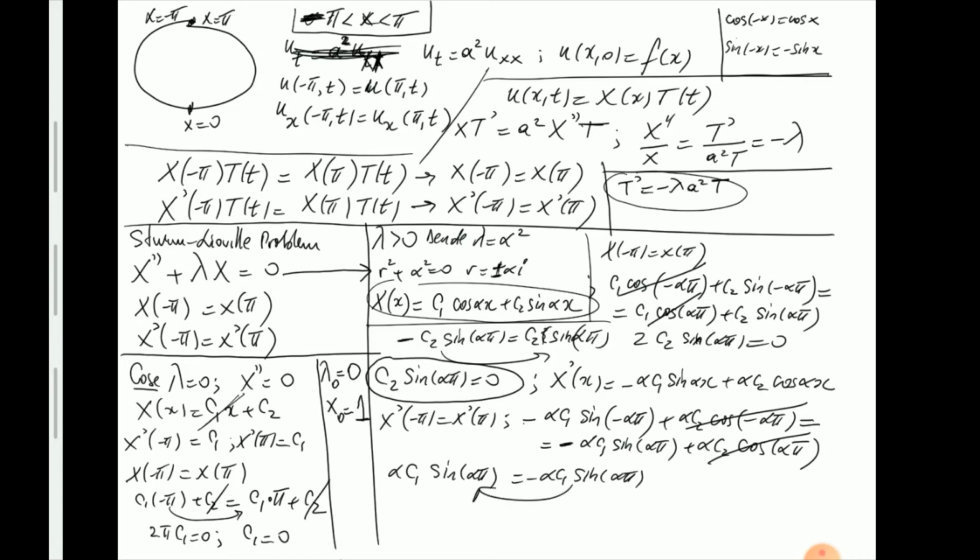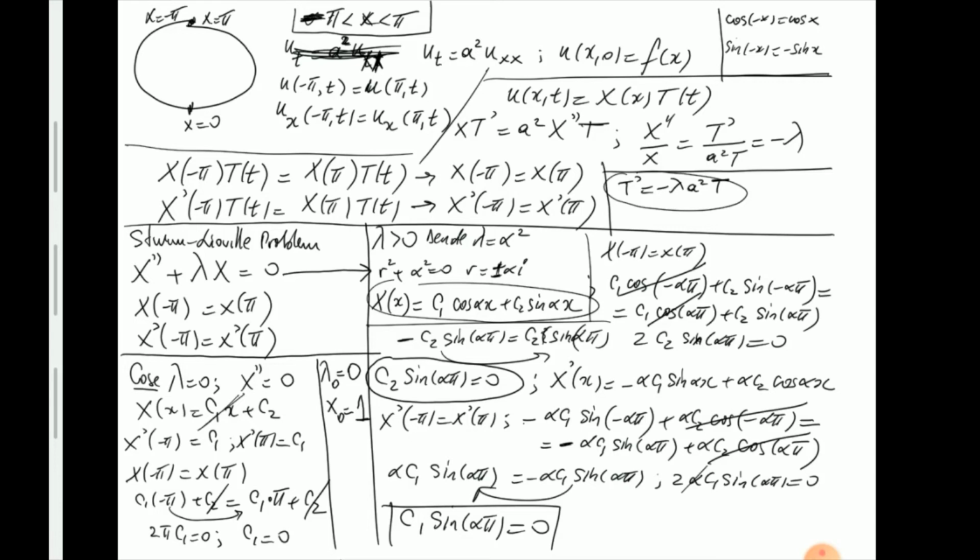Move everything to one side, and alpha is not equal to 0. You're looking for non-zero, obviously, eigenvalues. So we get C1 sine of alpha pi equal to 0. We're going to do the analysis on the next page so you can have a clean page.